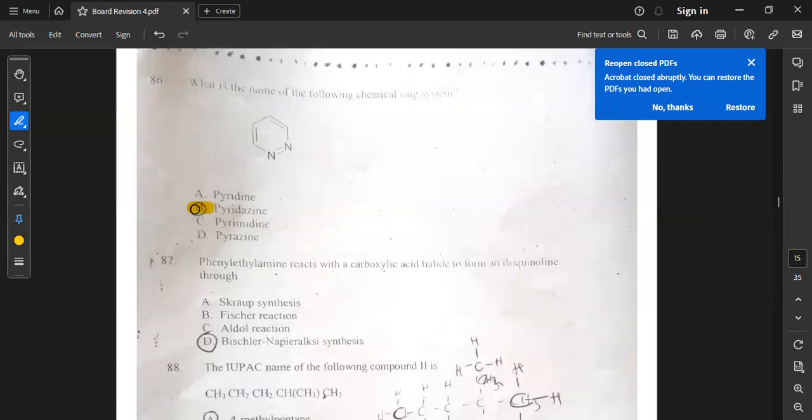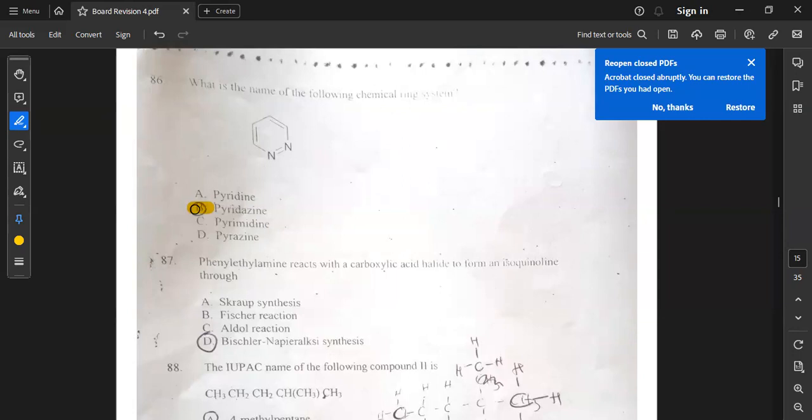If someone has that image of common heterocyclic compounds, you can share it on the group.